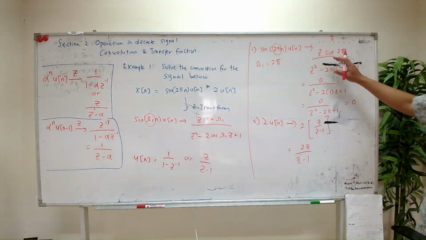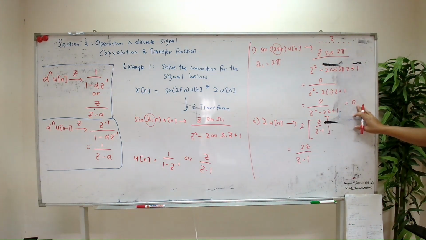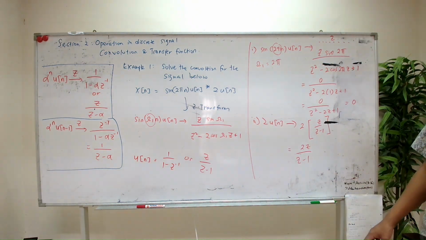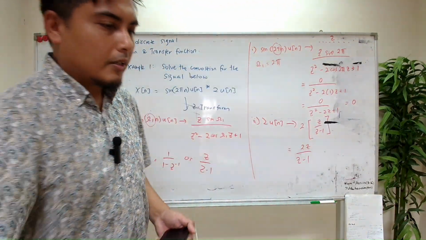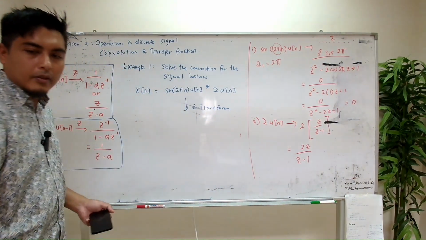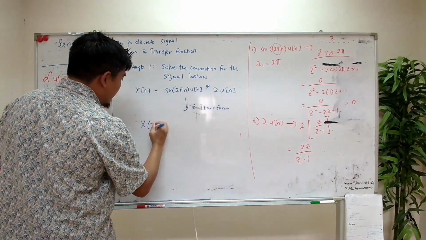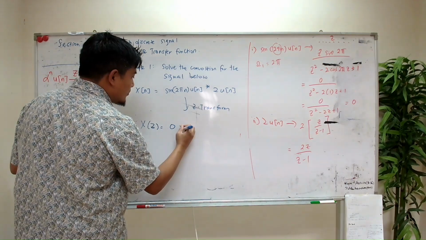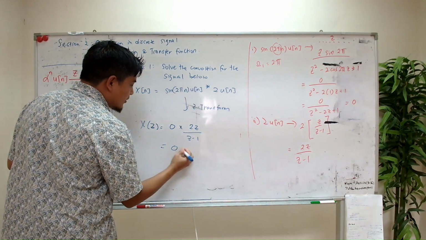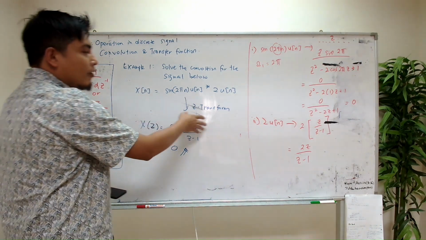Okay, so this is the transformation. The sin 2 pi n u[n], finally you get 0. 2u[n], you get 2Z divided by Z minus 1. So finally, the answer for the x[n], we convert to Z transform, it becomes X(z) equal to 0 multiplied with 2z divided by z minus 1. Finally, you get 0. Okay, so you can see that it's very simple if you convert to the Z transform.